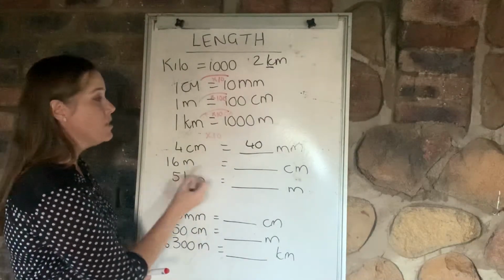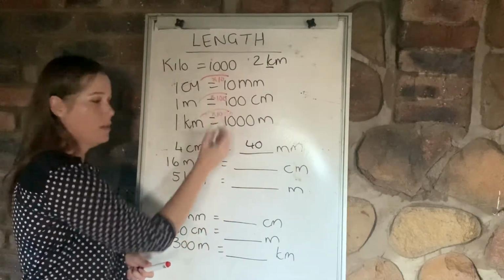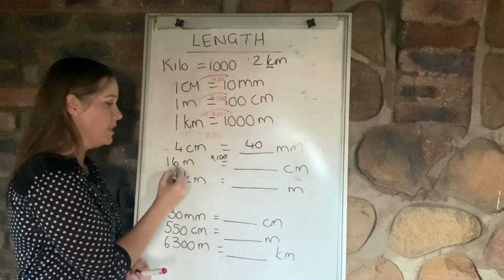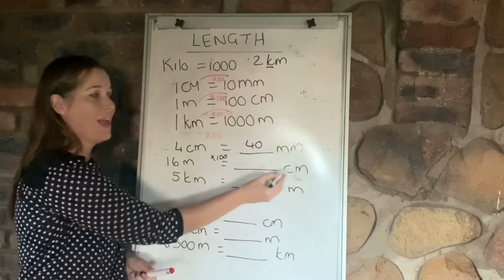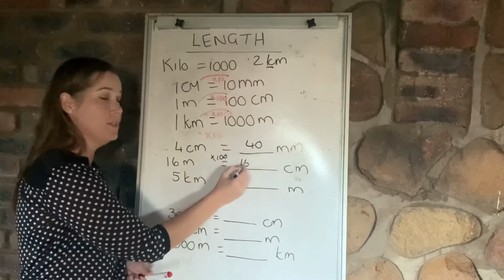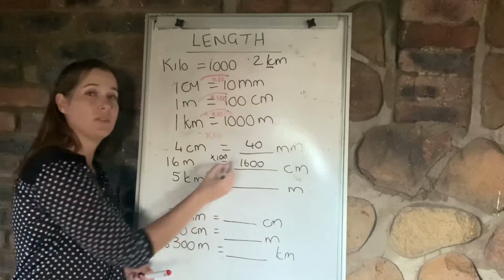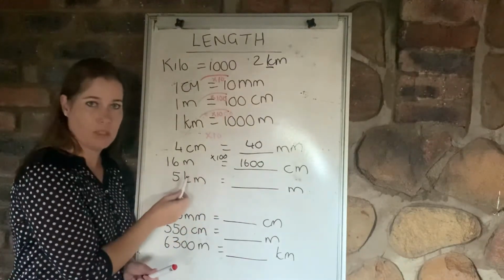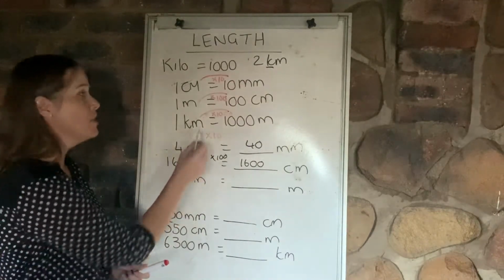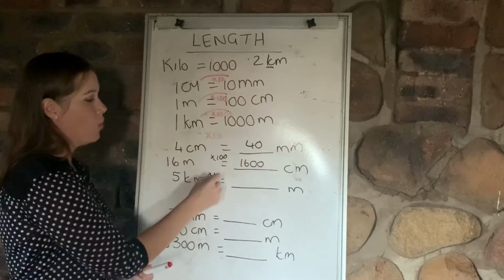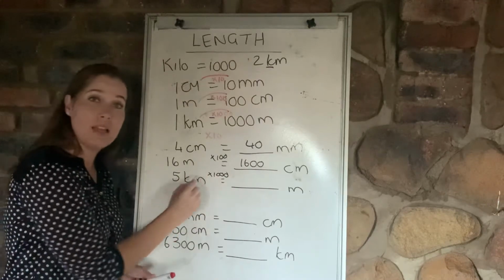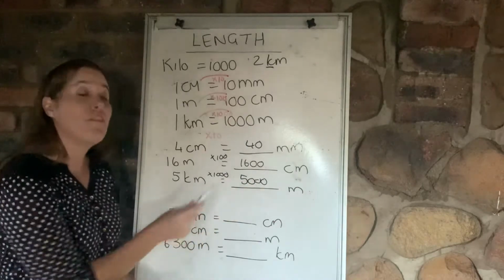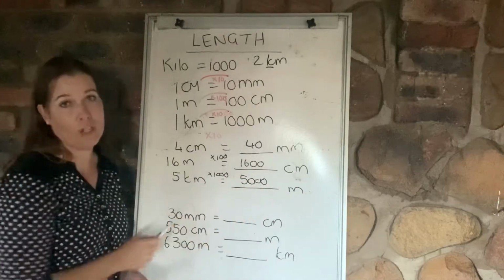To get from meters to centimeters, we times by 100. So 16 meters will give us how many centimeters? You write your 16 and you add 2 zeros. So there will be 1,600 centimeters in 16 meters. 5 kilometers, we know we have to times by 1,000. So 5 times 1,000 is 5,000. So there are 5,000 meters in 5 kilometers.